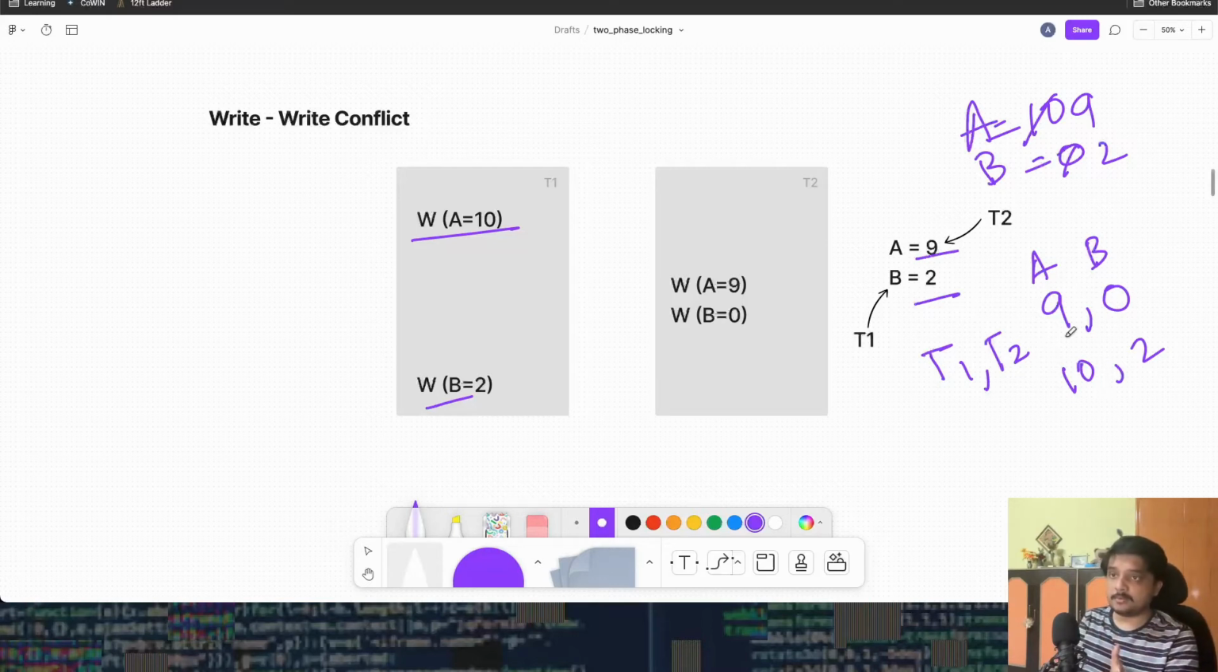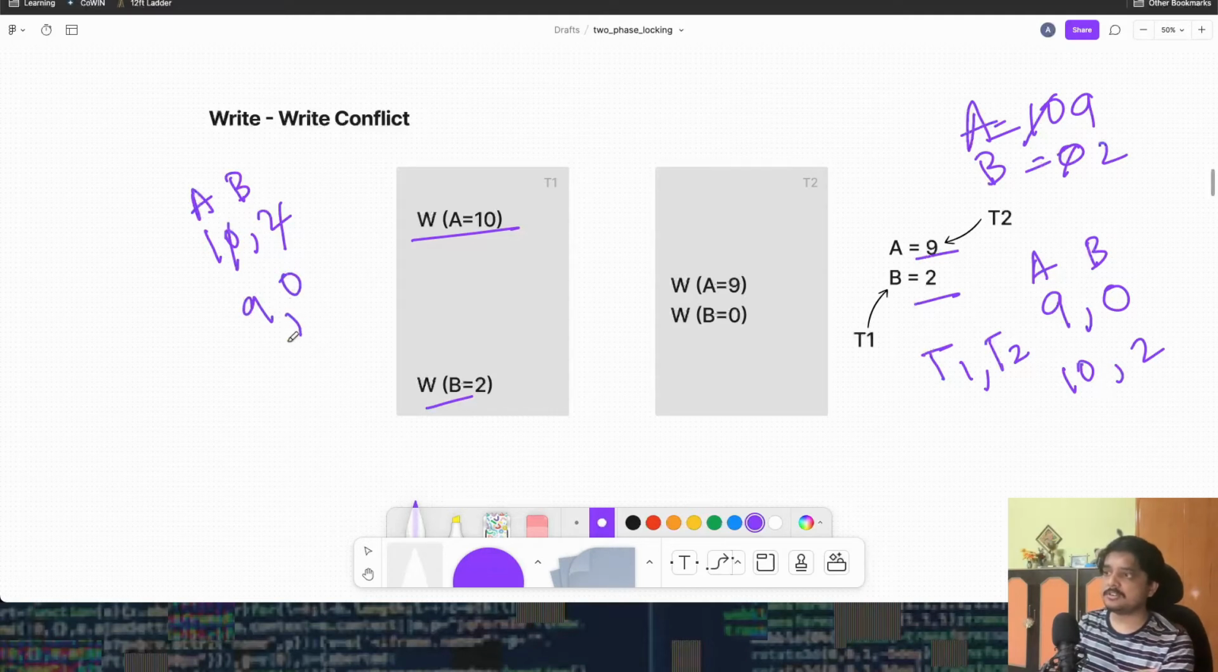Let's say T1 would have run first. The values would have been written as 10 to A and B. And then T2 would have modified the values to 9 and 0, right? But this is not what's happening here. One value is coming from T2 and one value is coming from T1. So which transaction actually took place first? That we do not know. And these are the problems that we are trying to solve.